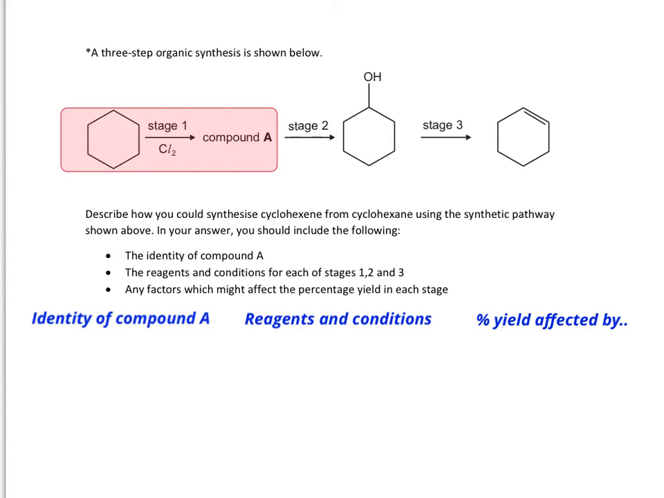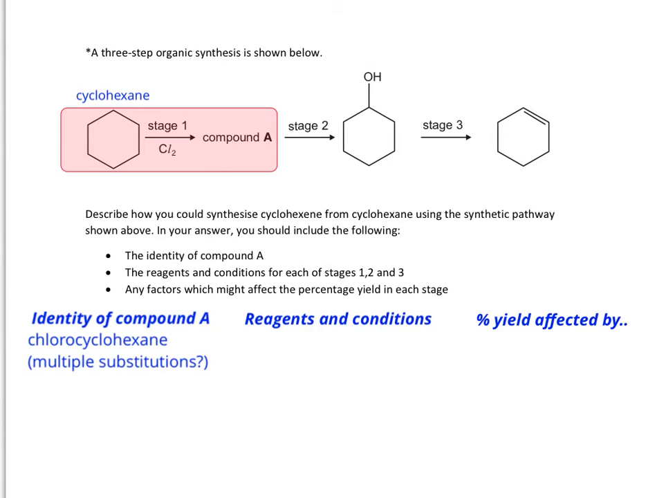So let's start with stage 1. We have cyclohexane, which is an alkane being reacted with chlorine. Now the only way in which alkanes and chlorine react is via radical substitution. And when you get radical substitution of cyclohexane using chlorine, you're going to get chlorocyclohexane.